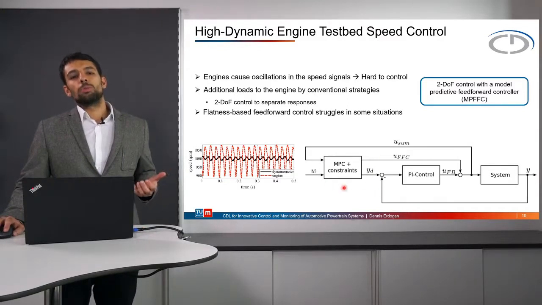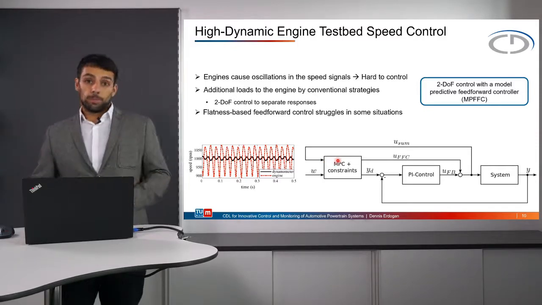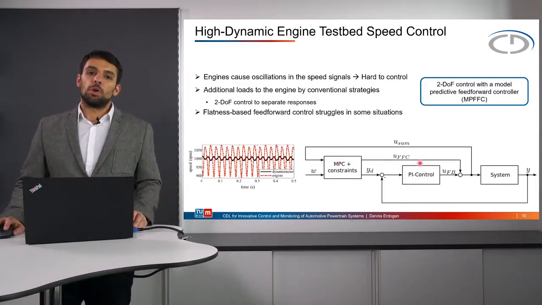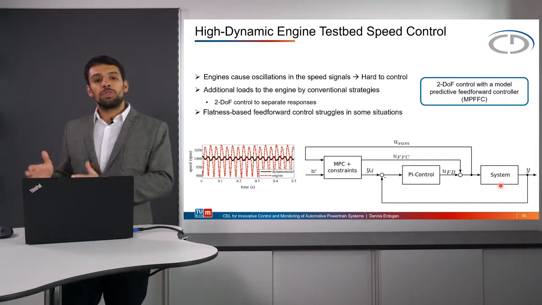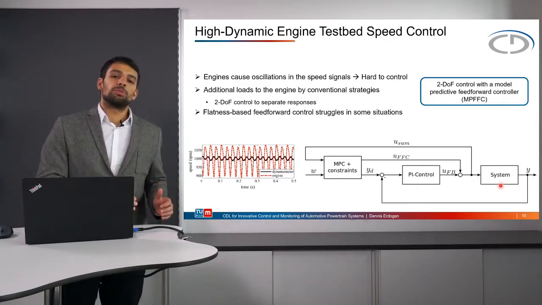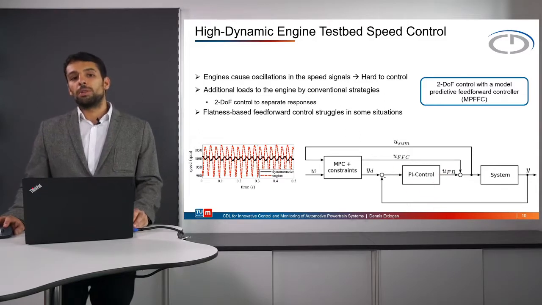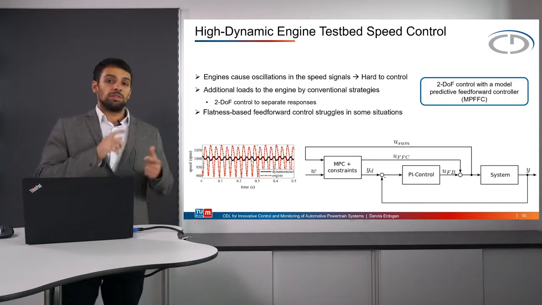So you have the model predictive feed-forward controller, which is also able to consider constraints and delivers optimal feed-forward input signals to the speed controller. The actual fast reference response is done by the model predictive feed-forward controller, and the PI controller only steps in if there are deviations between the wanted speed and the actual speed.